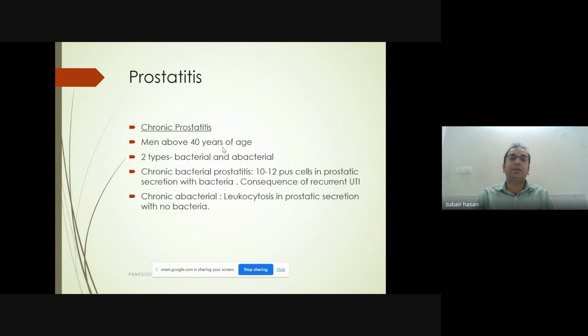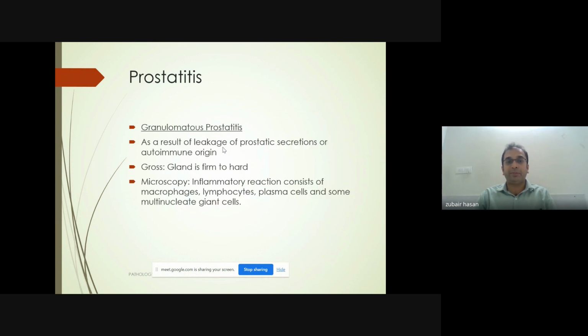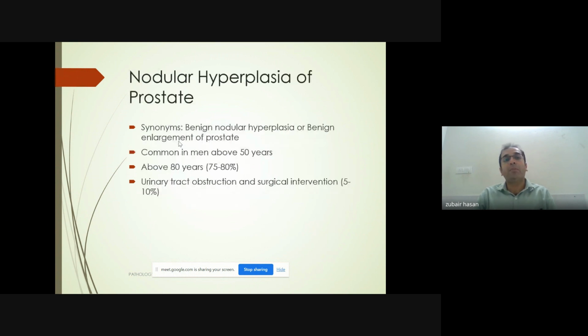Chronic prostatitis affects men above the age of 40 years. It is of 2 types, bacterial and abacterial. The chronic bacterial prostatitis shows 10 to 12 pus cells in a prostatic secretion with bacteria. In abacterial, as the name suggests, they will have leukocytosis without bacteria. Then you also have granulomatous prostatitis with leakage of prostatic secretions. The gland is firm, with an inflammatory reaction comprised of macrophages, lymphocytes, plasma cells, and some multinucleate giant cells.